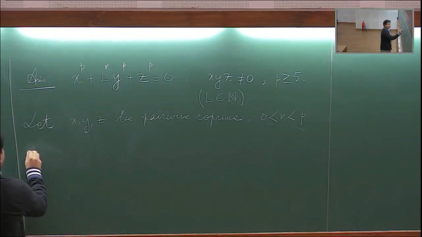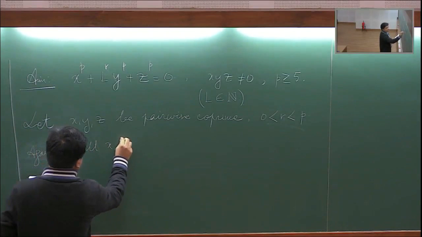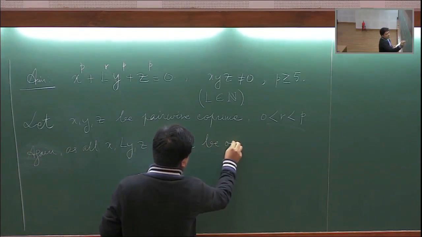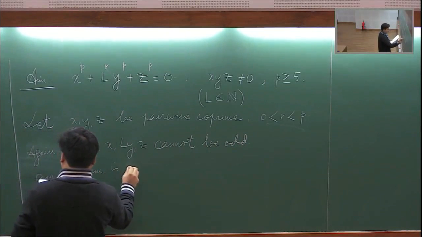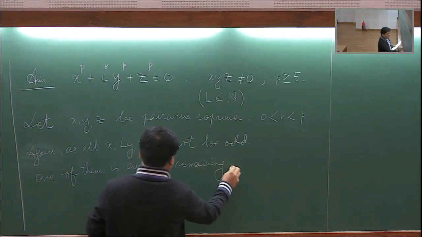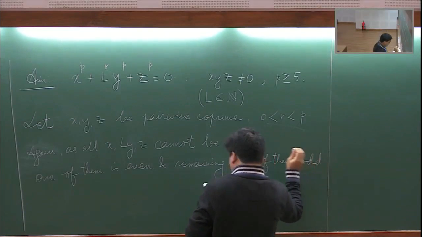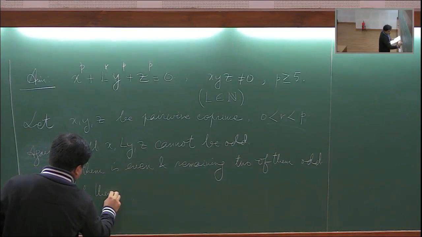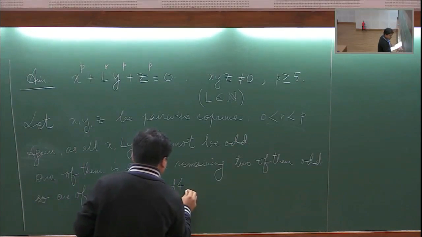Then, so again, note that all of x, L^r y, and z cannot be odd, so one of them has to be even, and the remaining two of them are odd. Okay, so this is clear. So one of them is congruent to -1 mod 4, okay?